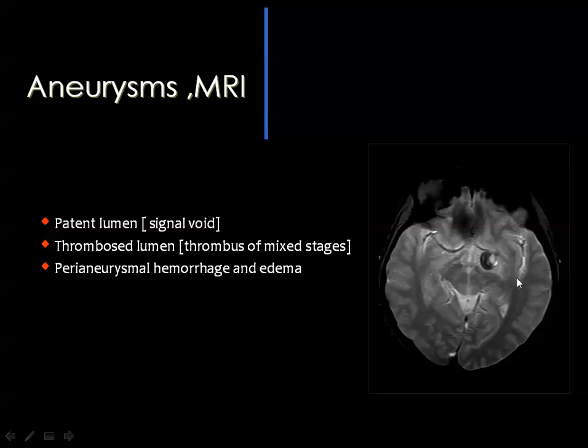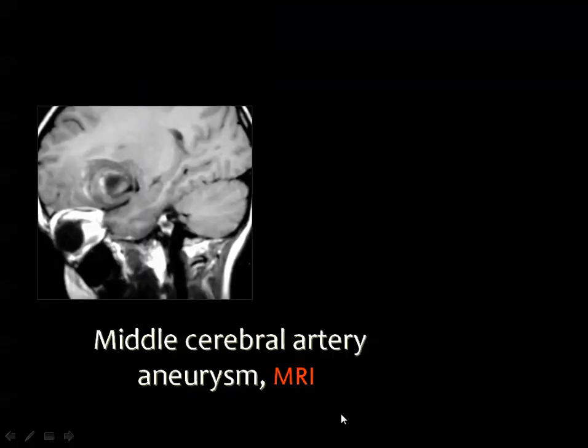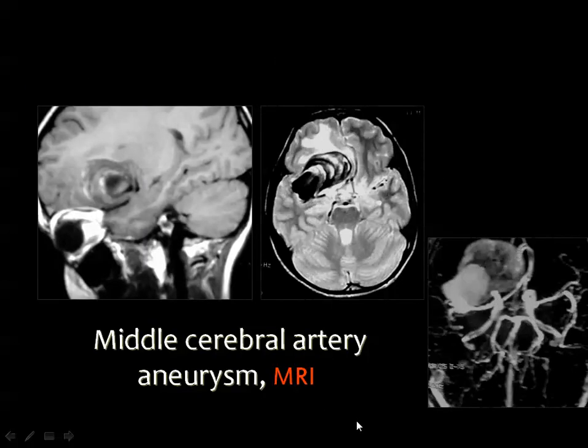Then you'll see a well-defined lesion, which is usually signal void along the course of one of the vessels, showing a characteristic whirly appearance, which is due to turbulence of flow inside the aneurysm. And this is the classic appearance of the aneurysm, especially seen in the T2 weighted image.